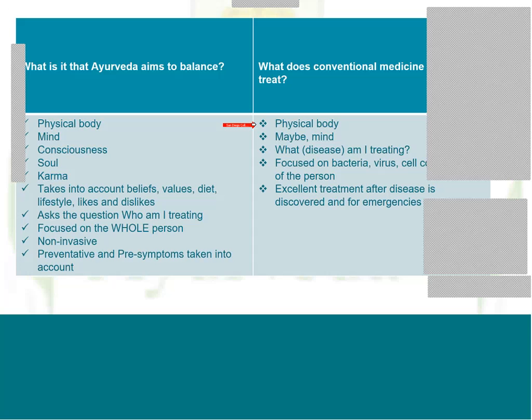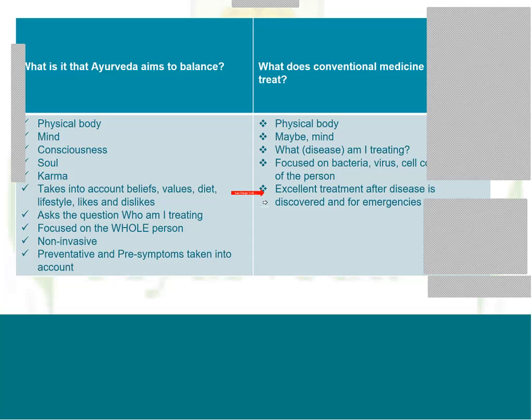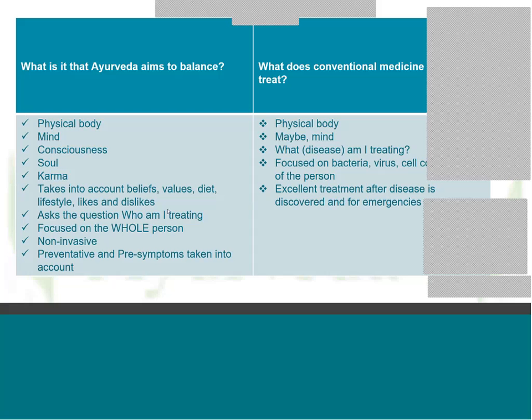So conventional medicine, Western medicine, is treating the body. There's an increasing awareness of mind. What's the specific disease that I'm treating? And it's focused on the bacteria, the virus, the cell condition of the person. What is the specific disorder? Okay? It's very specific. And it can provide excellent treatment after the disease is discovered and excellent treatment for emergencies and traumas. It is very, very specific. It is just in the generalities, sometimes there are problems in not taking these things into account.